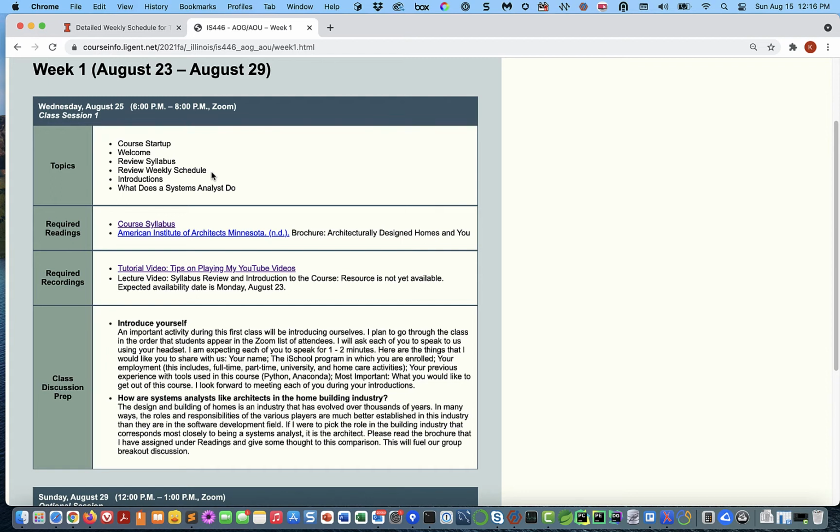Okay, so if you want to form teams, you want to be able to pay attention to what other people in the class are and what their skills and interests are, right? And then we're going to cover some content and have some discussions about what the systems analyst does. So we've got some readings that include the syllabus and an article on how architects work with their clients, which I think is a good metaphor for how systems analysts work with their clients.